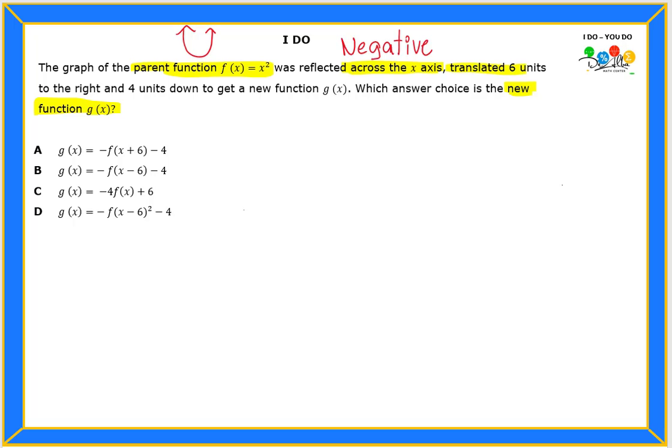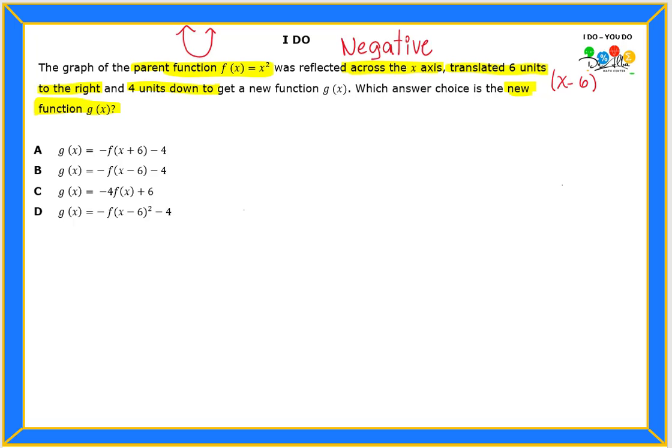Well, it was translated 6 units to the right. Now, remember, if you are moving to the right or to the left, that means horizontally, therefore that movement will need to be inside the parentheses. And remember that if it says you're moving 6 units to the right, then in reality, when you have it in the parentheses, it's going to look like the opposite. The opposite of going to the right will be going to the left, so I will need to have it inside the parentheses as x minus 6. And what's the last thing that happened?